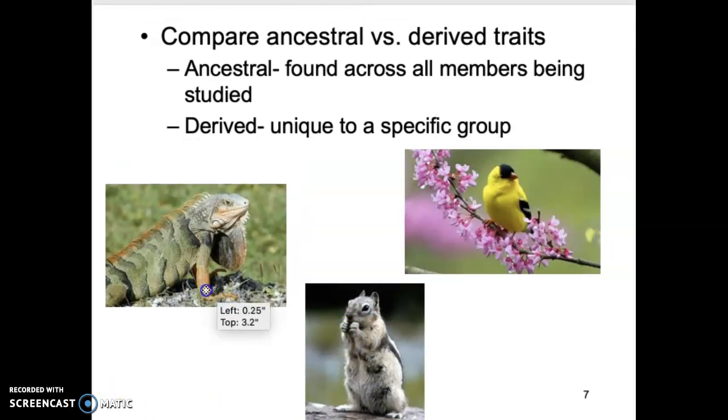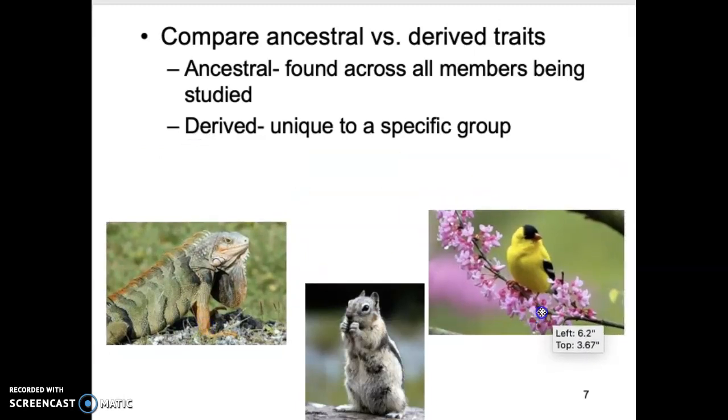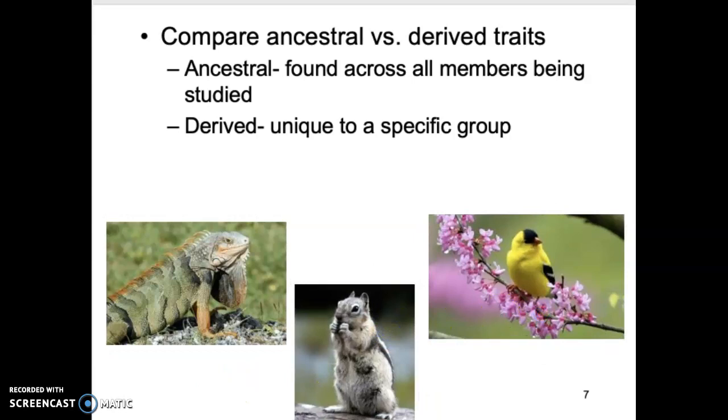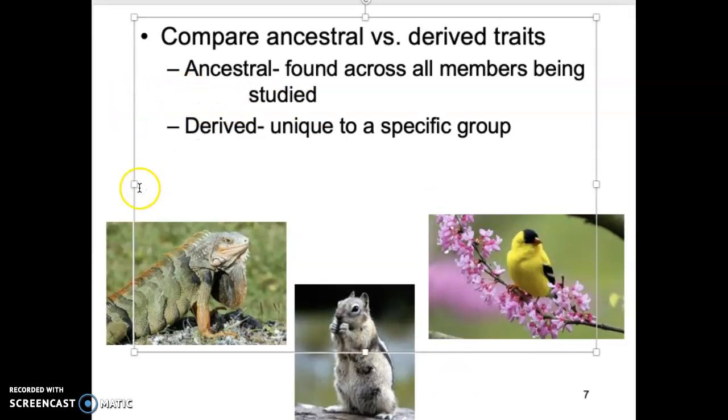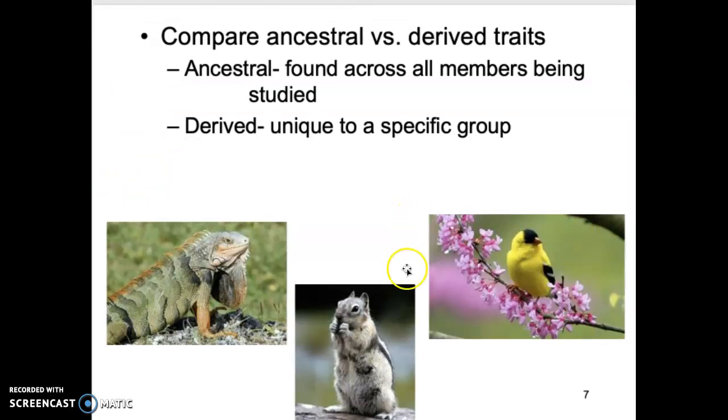All right, let me make some room. I want to look at the relatedness between these three species, these organisms. We have an iguana, a squirrel, and a goldfinch. Did you think about anything that could be found across all three species? That would be an ancestral trait, something that all of them have. Why would they all have it? Because they share a common ancestor. So let's think about this. I want you to hypothesize, come up with a guess. There's no wrong guess, there's unrealistic, but let's take an educated guess. What is a physical characteristic we can see in all three of these?